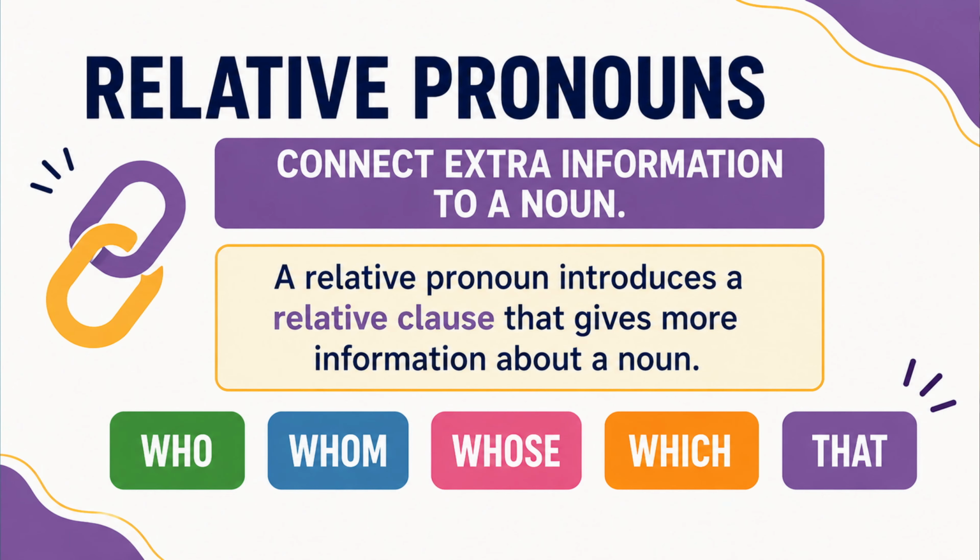Let's begin. A relative pronoun introduces a relative clause. A relative clause is a group of words that gives more information about a noun already mentioned in the sentence. The relative pronouns are who, whom, whose, which, and that. Think of them as connectors. They connect the main sentence to extra information, and that extra information relates back to a noun in the main sentence. The teacher who inspired me the most retired last year. Who connects the teacher to the extra information, inspired me the most. It relates back to the teacher.